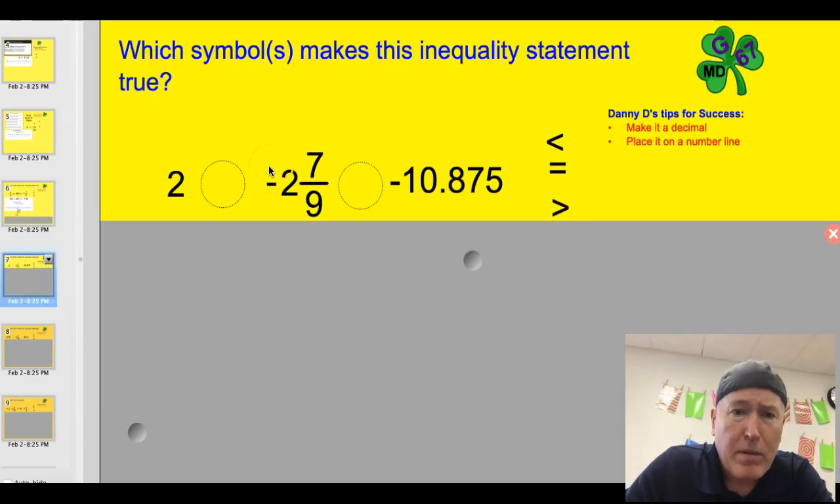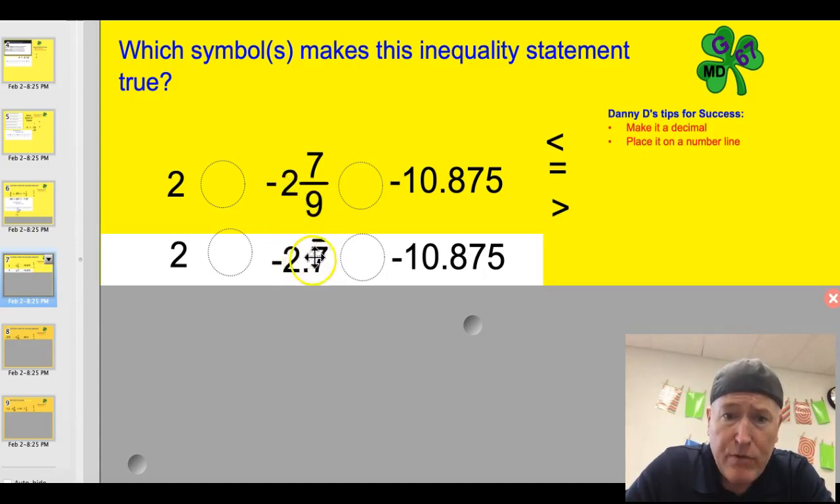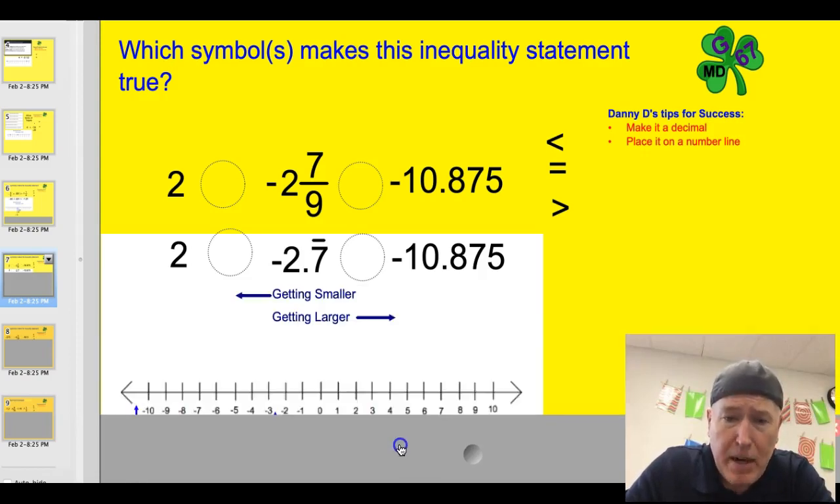Let's take a look at another one here. All right, which symbols make this inequality statement true? We have 2, negative 2 7/9, and negative 10.875. Think about this. Again, this is a positive number, so this is going to have to be the greatest, right? But let's go through the steps. Make them all into decimals. 7/9 is 0.7 repeating, so this is negative 2.7 repeating. And this one is already a decimal. So now we can compare it easily. Place those on a number line.